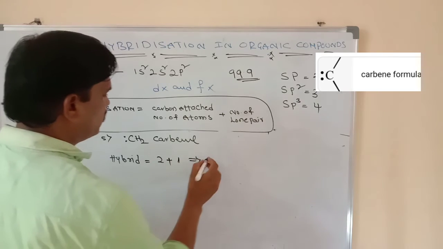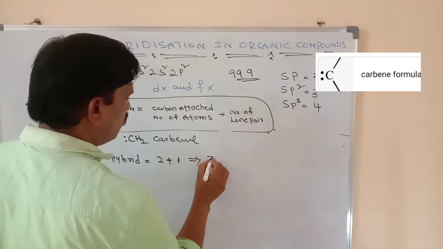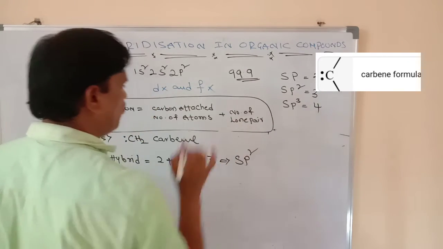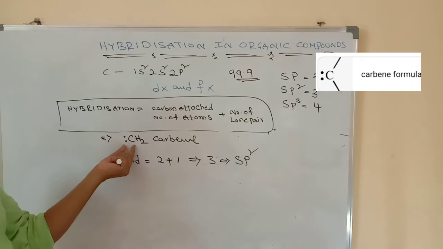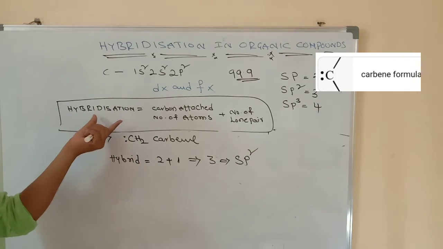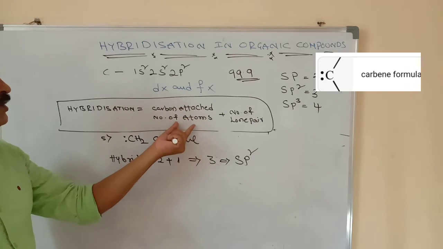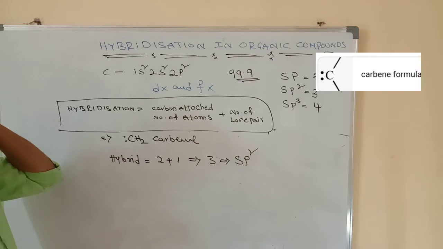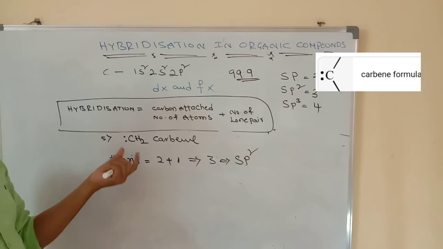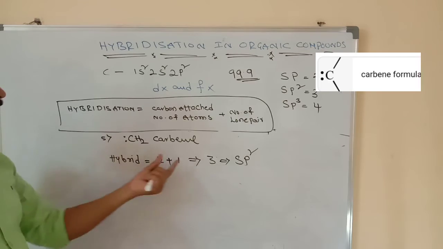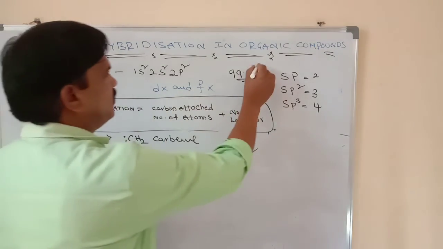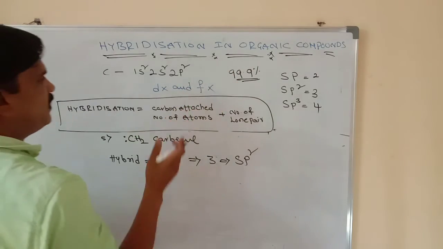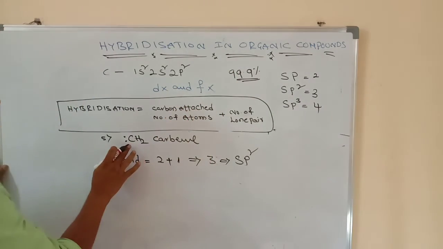So 2 plus 1, 3 only. 3 means which type of hybridization? sp2 hybridization. Please remember that. In carbene, hybridization is sp2. So hybridization is equal to the number of atoms attached to carbon plus the number of lone pairs. In 99.9% of carbon compounds lone pairs are not present on carbon; only about 0.1% have lone pairs on carbon, just like carbene.